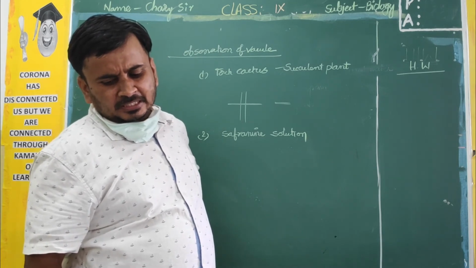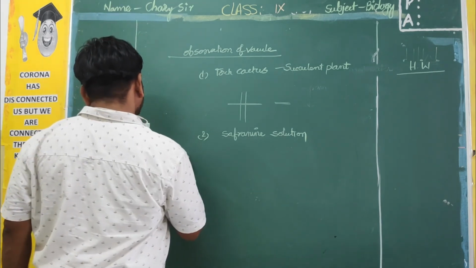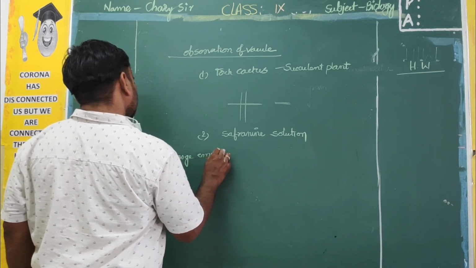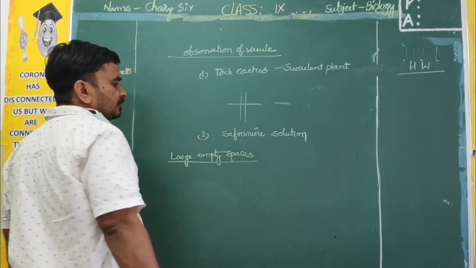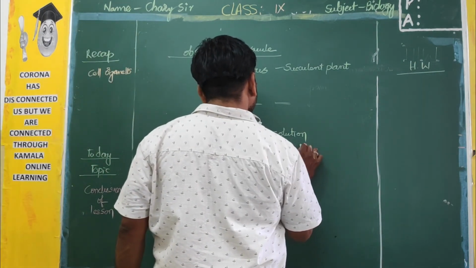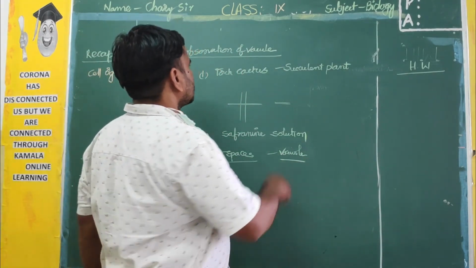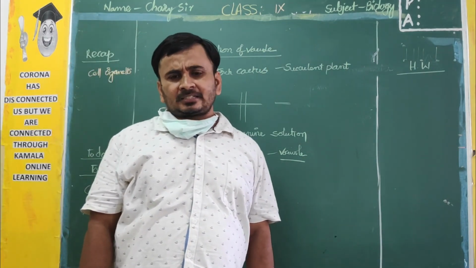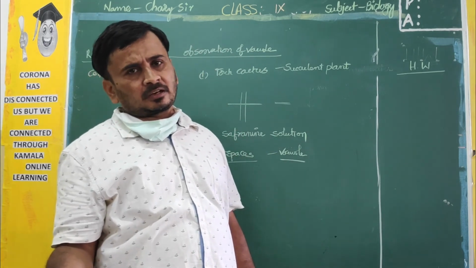The large empty spaces present in the cells are nothing but vacuoles. Those are nothing but vacuoles, okay? The large empty space which is present in the cell is the vacuole. You can see very clearly they are fluid filled circular structures. These things are already explained.